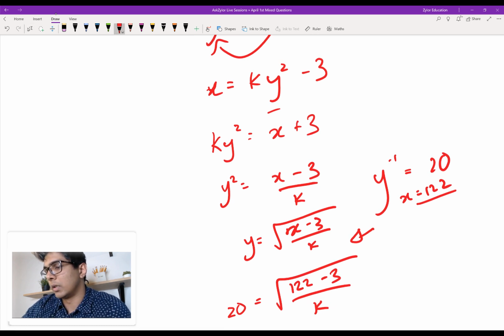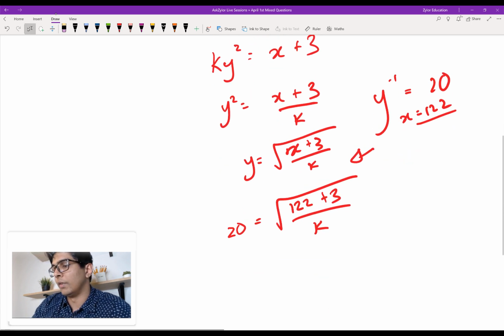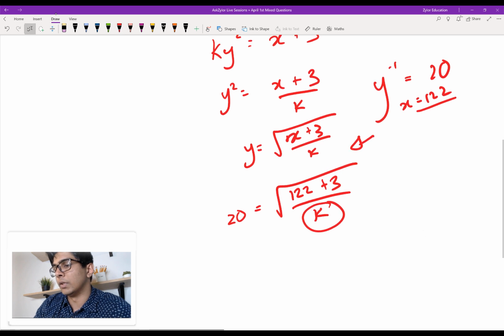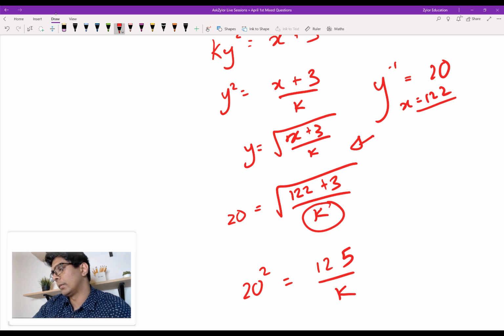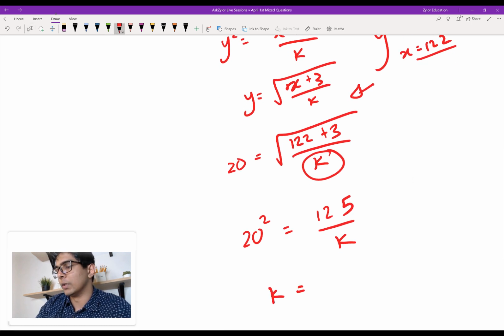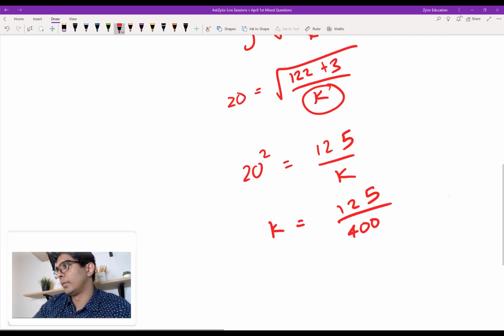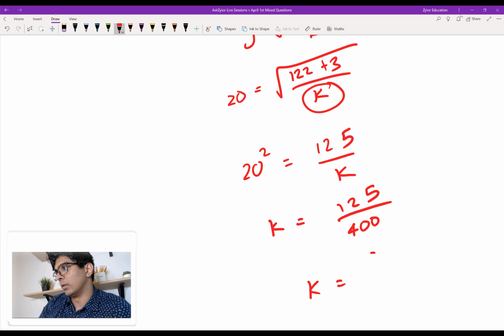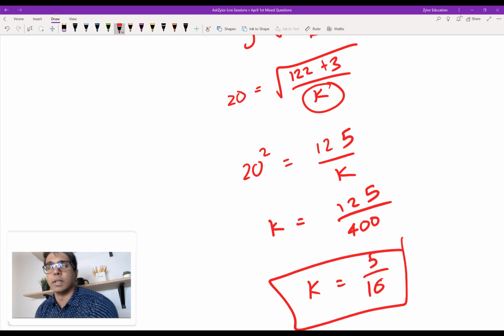This should be plus 3 because I brought it over. So then I'm left with, if I'm trying to isolate for my k value, I should square both sides. So to give me 20 squared is equal to 122 plus 3, which will simplify to 125 over k. So then my k is going to equal 125 over 400, and that's going to give me 5 over 16. I can get a decimal, but I'll leave it as a fraction because it's nice.